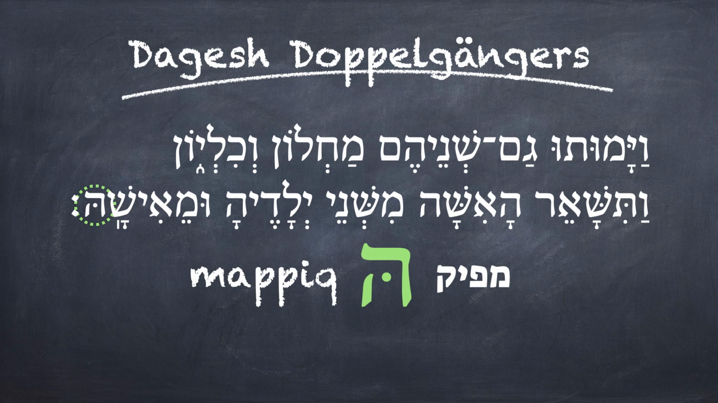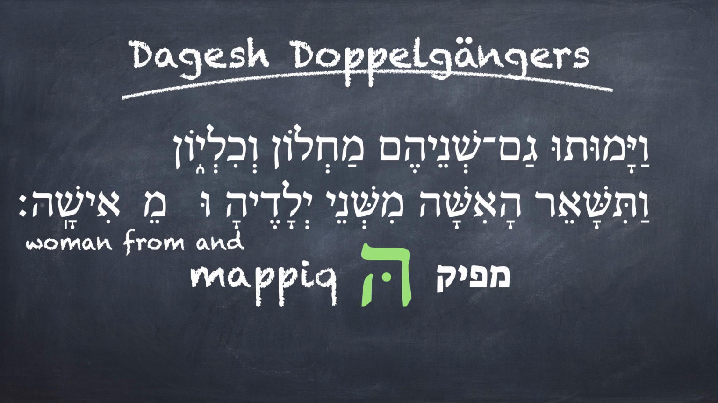Much like a dagesh, the mapik is signaling that there's something notable about this letter. Usually a hey at the end of the word is indicating a feminine ending with an ah sound. Without a dot in this hey, the word would be ume isha, and from a woman. The word isha means woman.